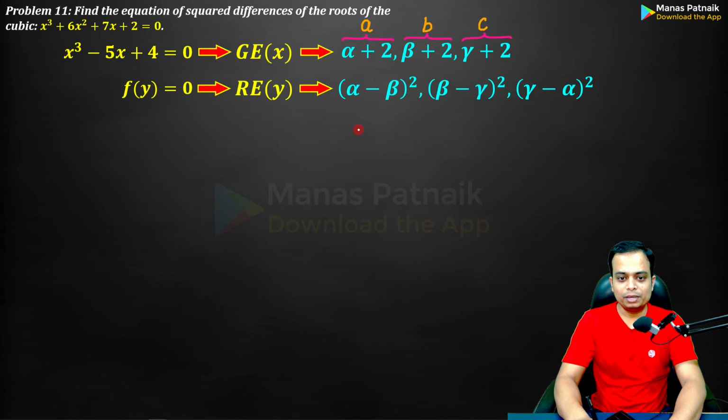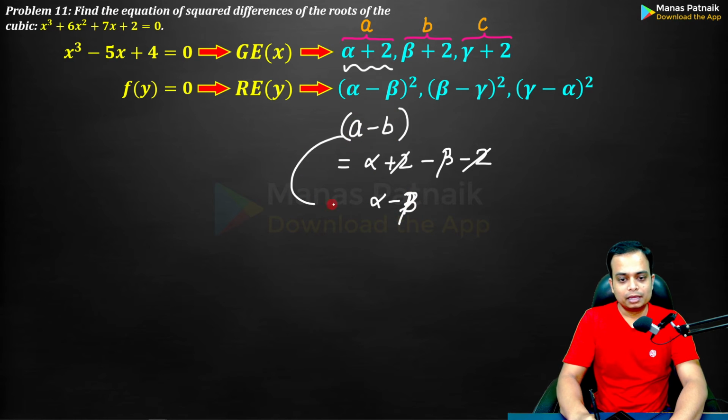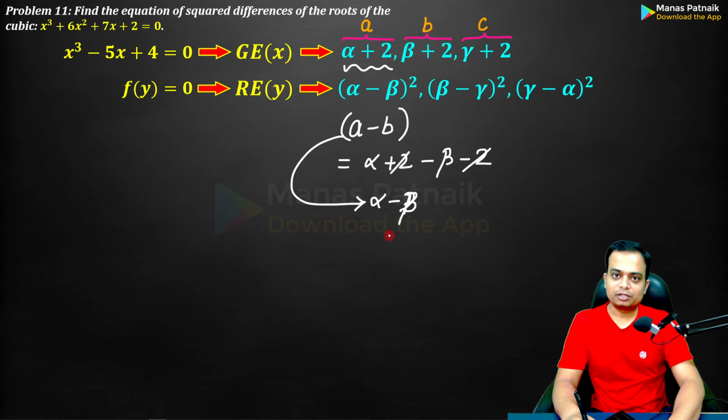Now, what is going to be A minus B? A minus B is basically alpha plus 2 minus beta plus 2. Minus of beta plus 2, when you open the bracket, is minus beta minus 2. So 2 and 2 will cancel. It is going to be alpha minus beta. So if you watch, A minus B is equal to alpha minus beta. Can we say so? Yes, sir.